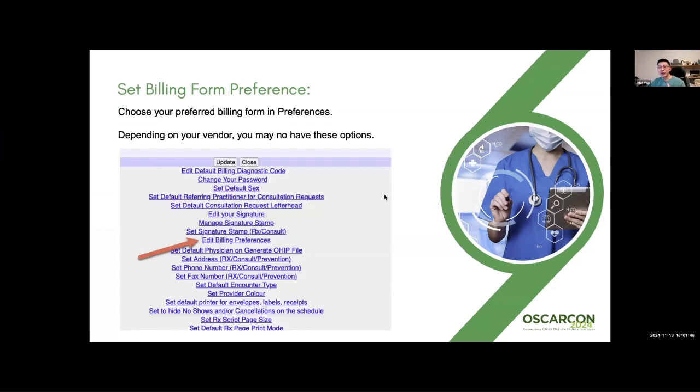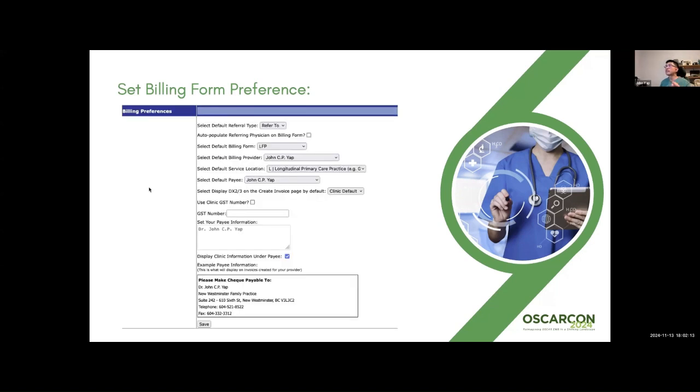This is additional to the billing page. This is how you may want to set up your different accounts. I hope that you all have access to this edit billing preferences. It certainly is available in Oscar from Well. I hope it's available in Open and all the others and Juno, but I can't make any promises. I'm not as familiar with those. So the set billing form preference leads you to this page. This is the page where I can set for myself, LFP is my go-to default form, and the default billing provider is me. The location of this is this.